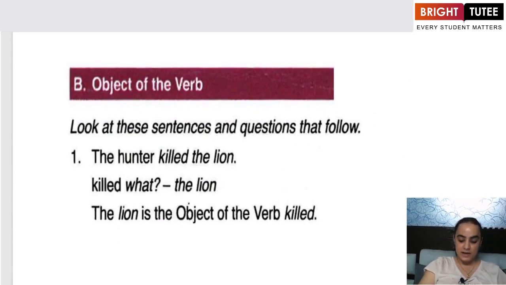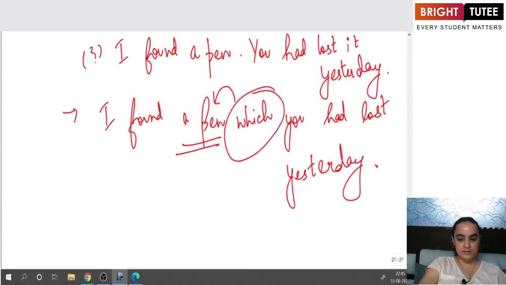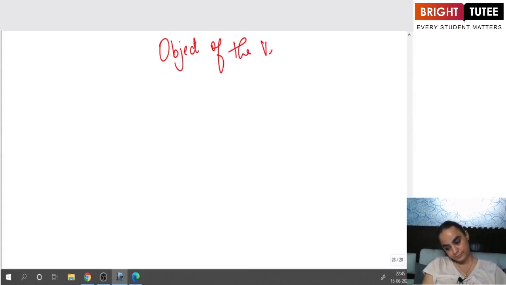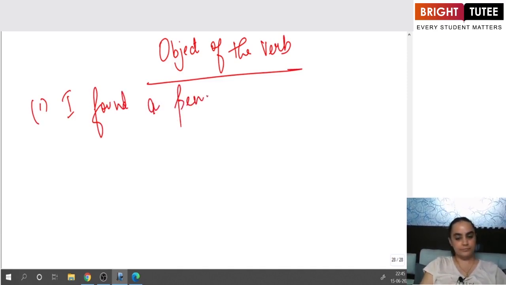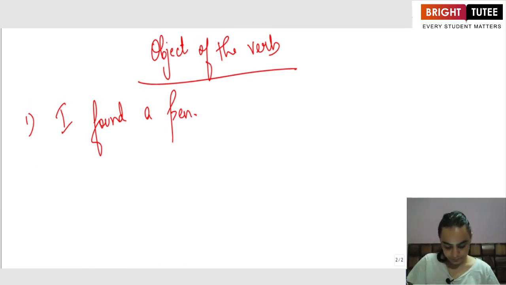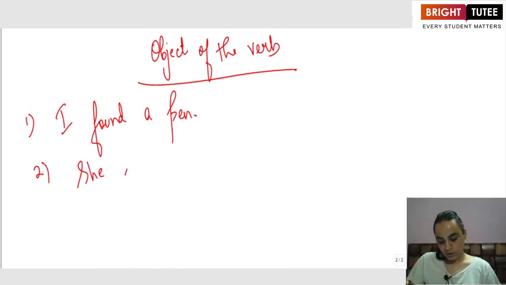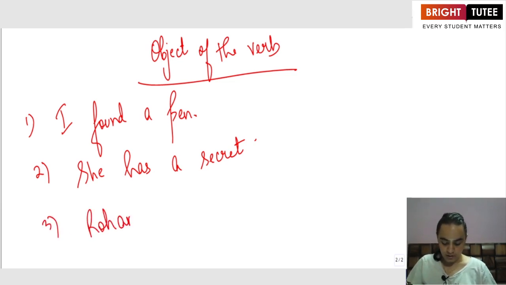Now let us understand what is the object of the verb. Let us look at a few examples in order to understand the object of the verb better. If I say, I found a pen. Let us take another example. She has a secret. If I say, Rohan got a new pet.